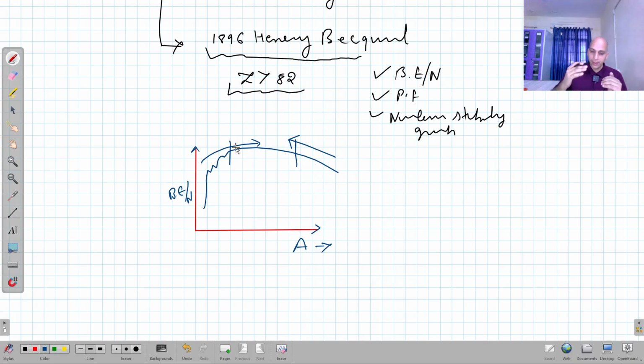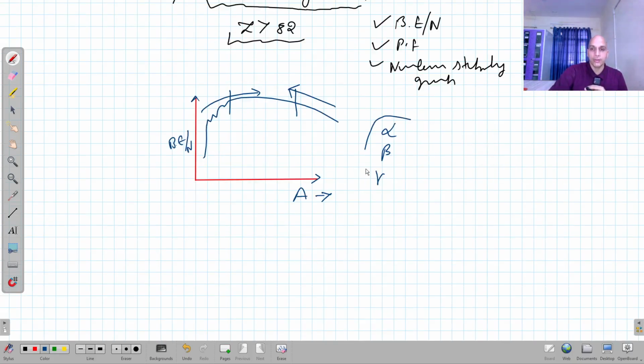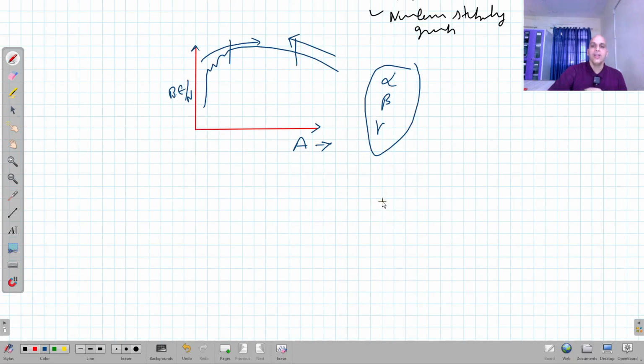So all the heavy nuclei, here we are talking about the heavy nuclei, the nuclei with Z greater than 82, they show radioactivity. Radioactivity means emission of alpha, beta, and gamma rays. Now I am coming to all these three processes one by one. So the first one is alpha decay, right?